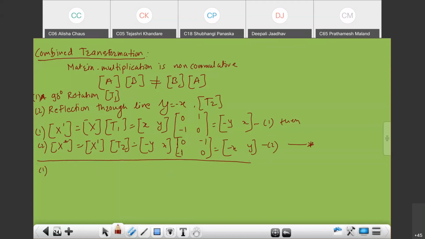Here first we rotate and then reflect. Now we are going to perform in opposite way. First reflect and then rotate. So x dash is equal to x T2, correct? First we are going to reflect. So multiply with T2, xy multiplied with 0, minus 1, minus 1, 0. We will get the result. Calculate it. It is minus y, minus x.